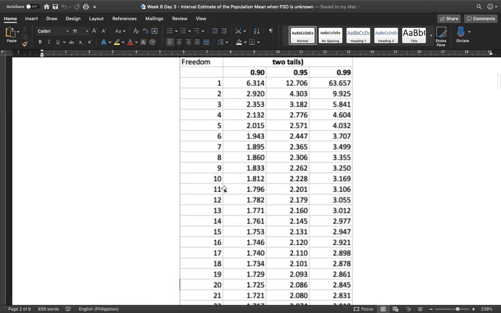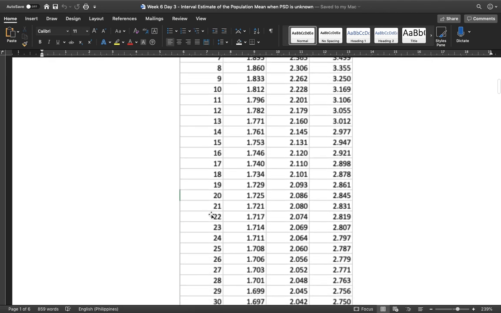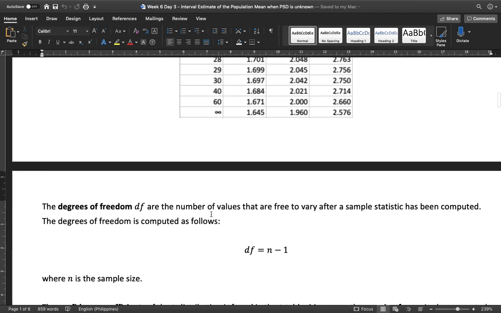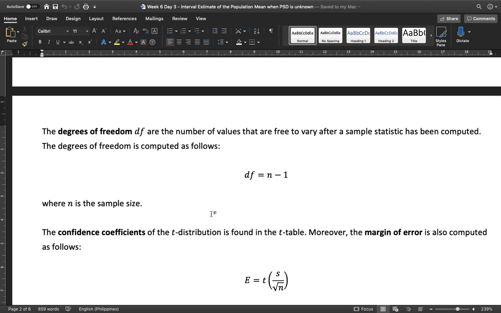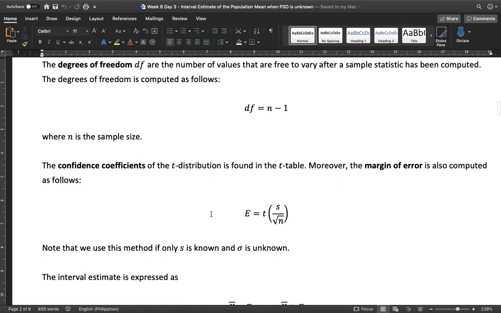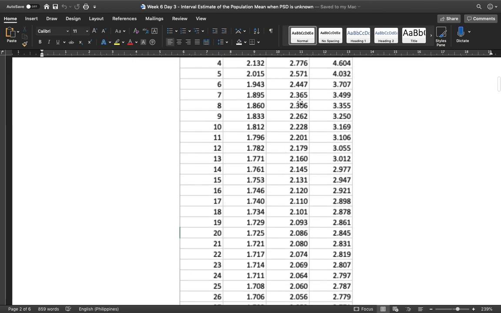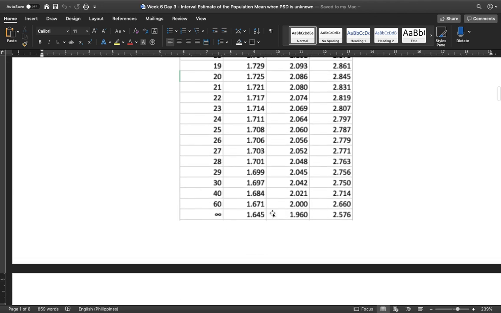That's why I'd like you to focus on this particular column na lang, yung second column nung table nyo dun sa book nyo. Rather than look at the first column. Huwag nyo nang tingnan yung first column nyo, yung second column na lang. Okay? Now, the confidence coefficient of the T distribution is found in the T table. So, ito yung value ng T.